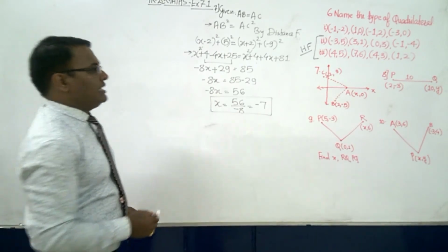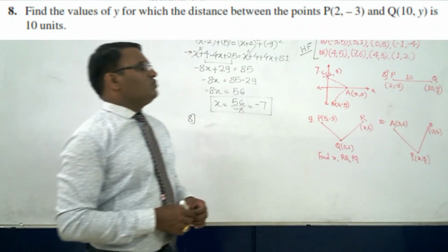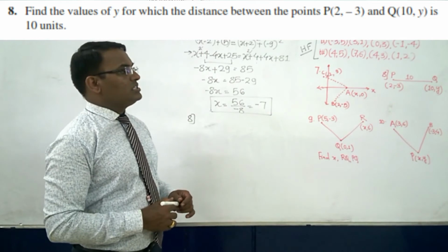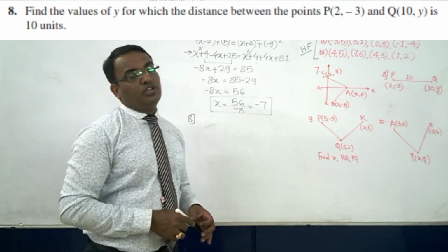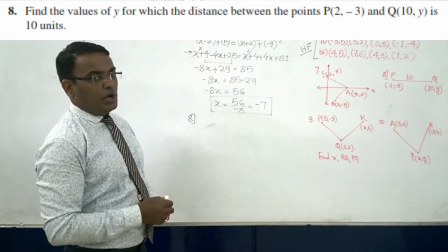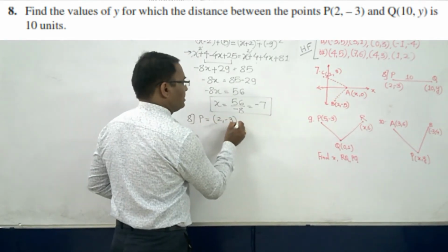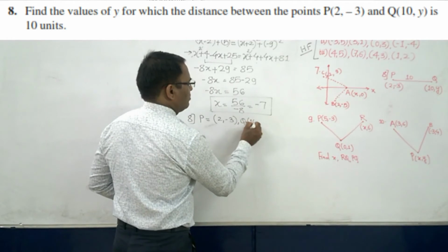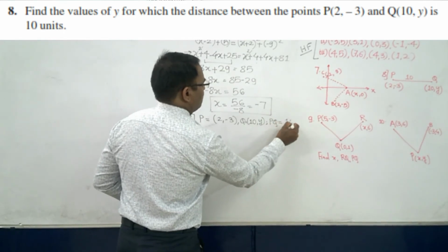Now the sum number 8. The distance between point P and Q is equal to 10 units, and the coordinate of P is 2 comma minus 3 and the coordinate of point Q is 10 comma y. We have to find out the value of y. Let's see how. Given P is equal to (2, -3), Q is equal to (10, y), and PQ is equal to 10.